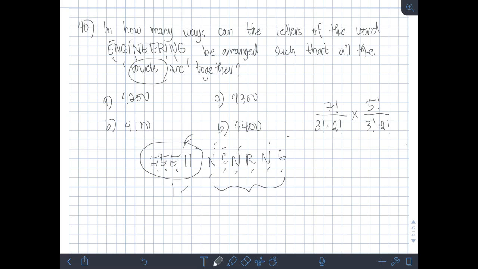So therefore, ito yung sagot natin sa problem. 7 factorial over 3 factorial times 2 factorial times 5 factorial over 3 factorial times 2 factorial. Use na lang kayo ng calculator para mabilis. We have 4,200. So therefore, our answer is letter A.